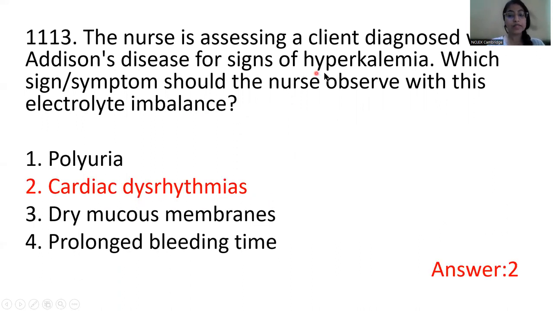Why? Because potassium level is very necessary for generation of potential in the cardiac membrane. So if there is enough potassium and sodium in our body, cardiac activity will be normal. But if potassium increases, resting potential will get altered. So this will lead to cardiac dysrhythmias.